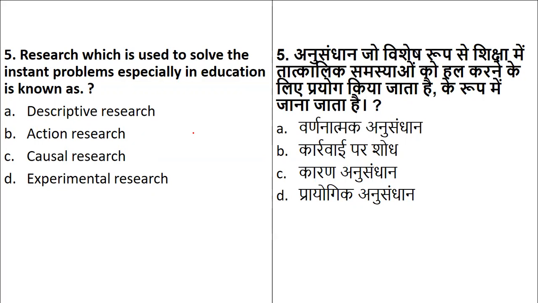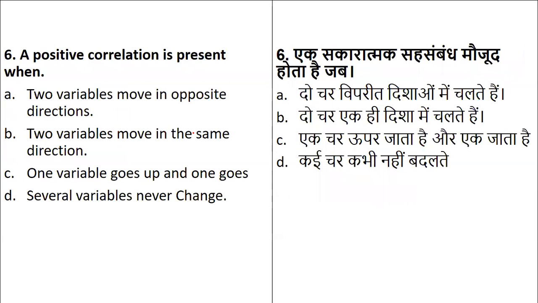So what will it be called? Is it descriptive research, action research, causal research, or experimental research? The one which helps to solve the problem instantly is called action research, an immediate one. Instant is nothing but immediate, and that's what we have defined as action research. So for question number 5, solving instant problems is called action research.